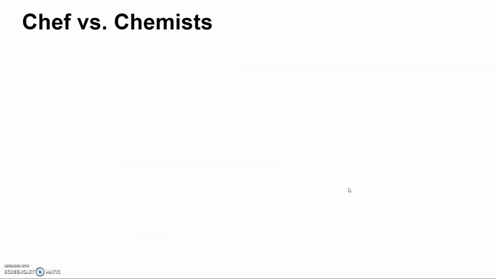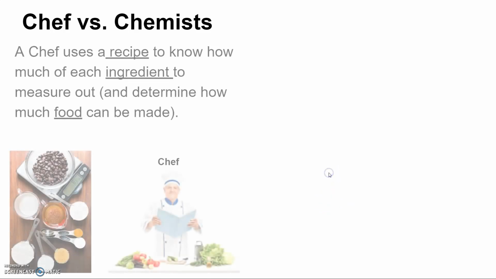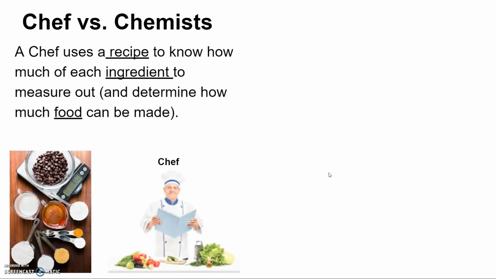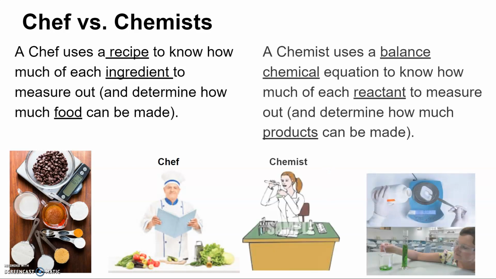So a good way to understand the conceptual understanding is to compare a chemist to a chef. Now, many of us, even if we're not great cooks, have cooked things before, whether it's a box cake mix or an elaborate meal, so we have some understanding of how to deal with recipes when we're making something. A chef will use a recipe to know how much of each ingredient to measure out and to determine how much food can be made from those ingredients. A chemist will use a balanced chemical equation to know how much of each reactant to measure out and determine how much product can be made.